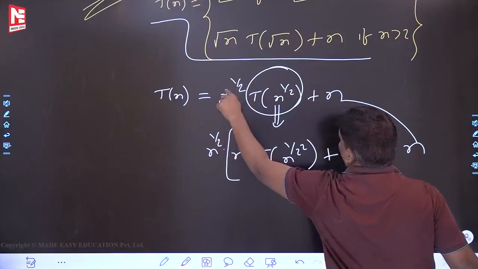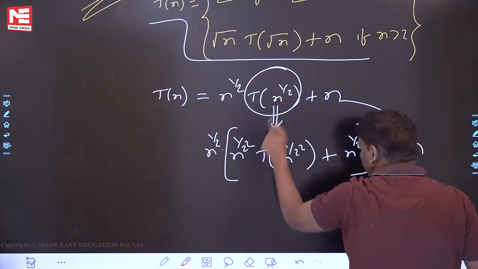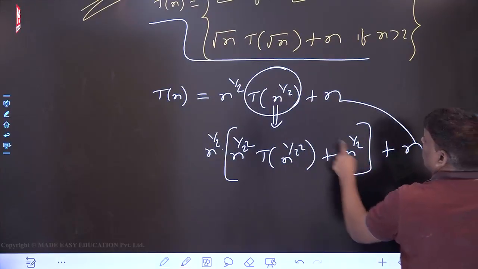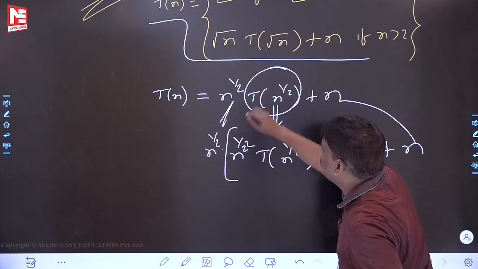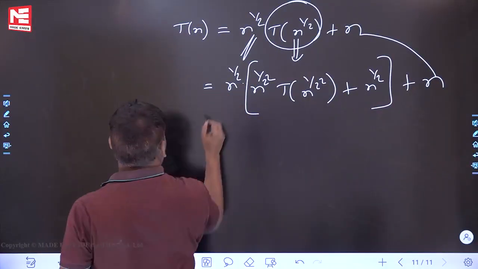N is there. First time root, second time root, third time no root. Next one, already root there. Again root first time, again root second time, third time no root. Outside thing, this is as it is. This is also as it is. Now simplify this one.